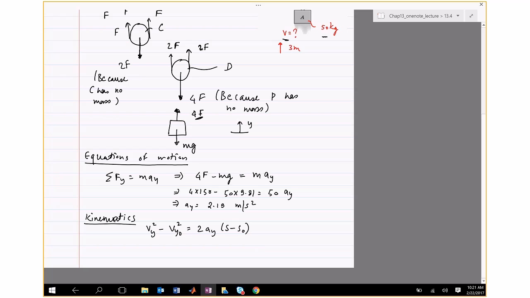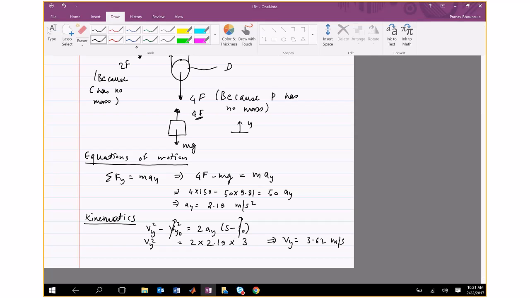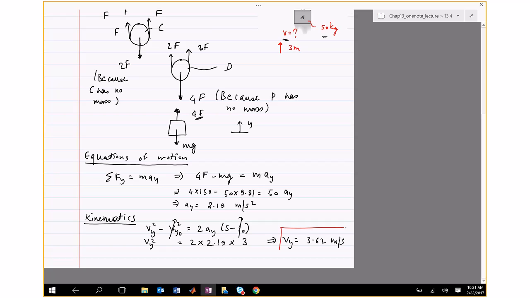So the initial velocity is 0. The initial position is 0. Vy square is an unknown. 2Ay is 2.19, and the distance moved is 3 meters. So Vy comes out to be 3.62 meters per second. Okay.